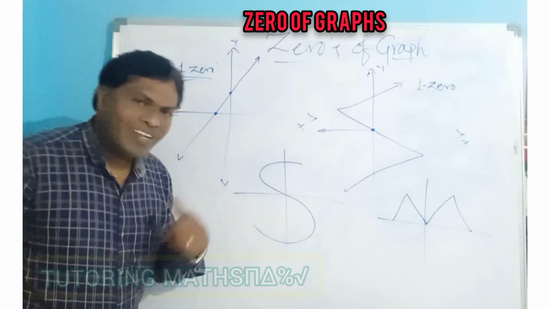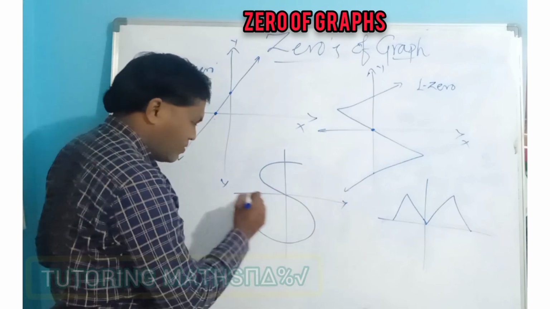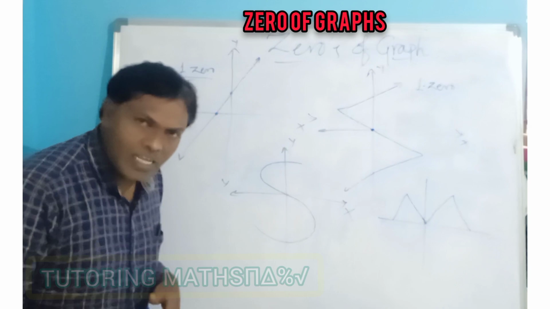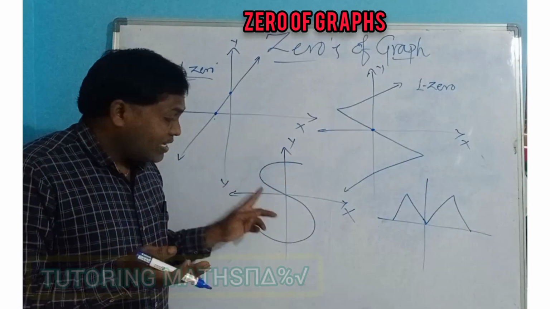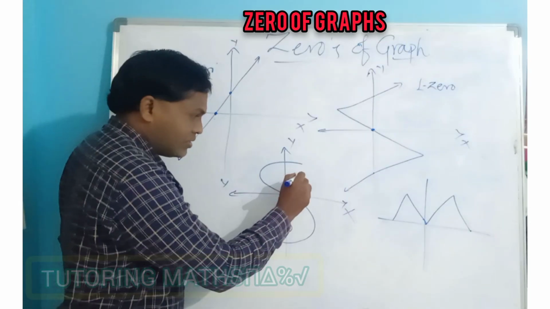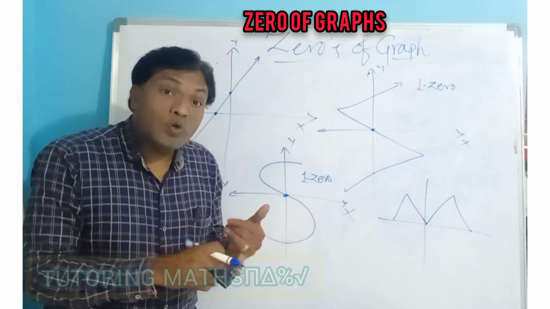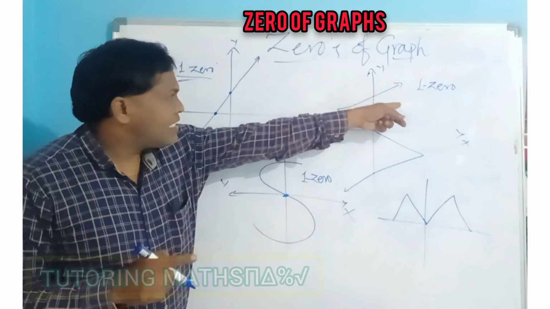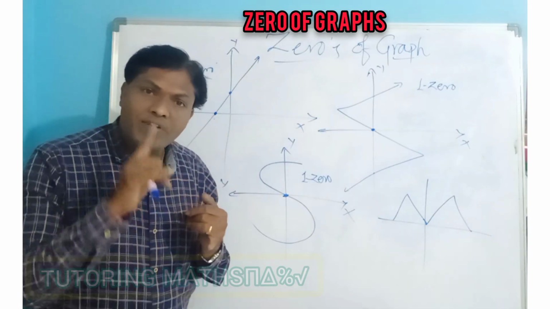Let's come to third case. Now here, this is also a graph and it is x-axis and it is y-axis. Now check at how many places this graph is intersecting x-axis. Only one place, so 1 zero. We are just discussing zeros, how many zeros that graph has. Now this graph has 1 zero, this graph and this graph. In these first 3 cases, the graph is having 1 zero.